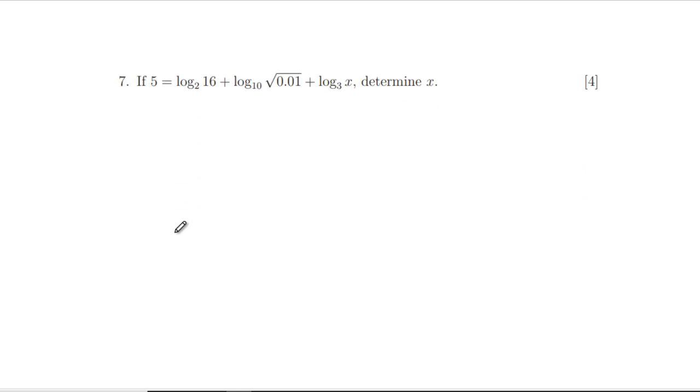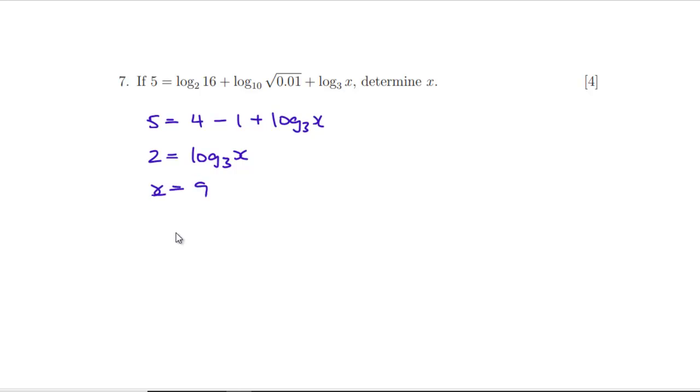Question 7, right, the log ones are normally easy. So if 5 is equal to that, we just need to solve that for x is what they're saying. So we've got 5 is equal to log base 2 of 16, which is 4. Log base 10 of the square root of 0.01 is going to be a half of minus 2, so minus 1, plus log base 3 of x. So we've got 2 is equal to log base 3 of x, so x is equal to 9.